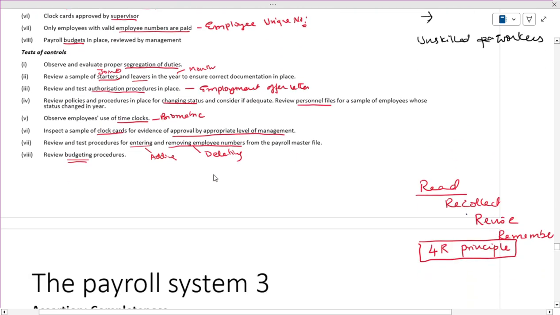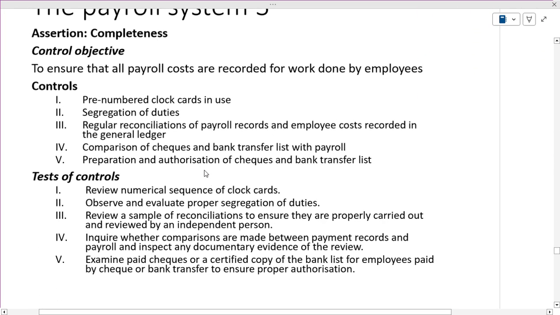Occurrence and existence. The second is completeness. What you are doing is that payroll records the cost that has been recorded for work done by employees. See the thing, they're as simple as that. Every person will have a unique clock card in use, a unique number. Segregation of duties. Somebody will register, somebody will review. Is it right?